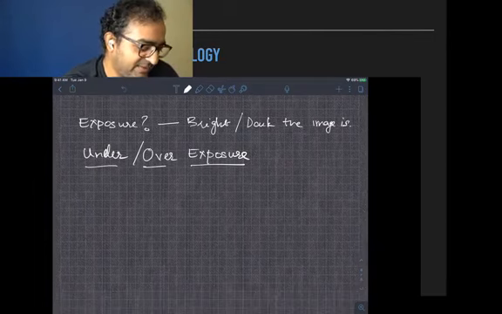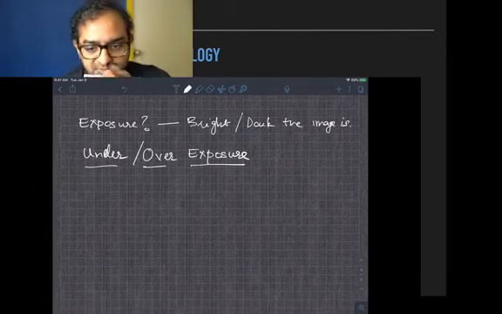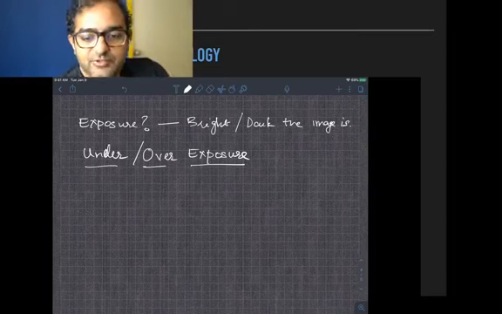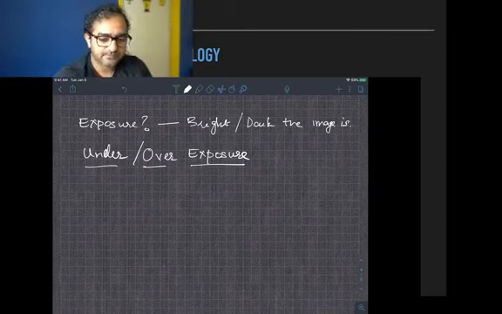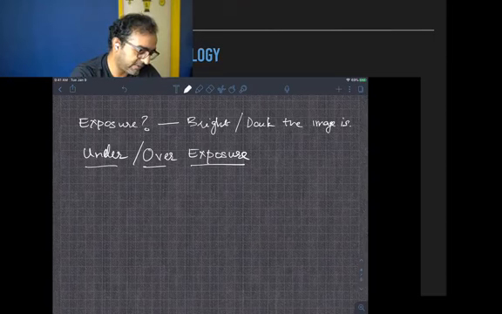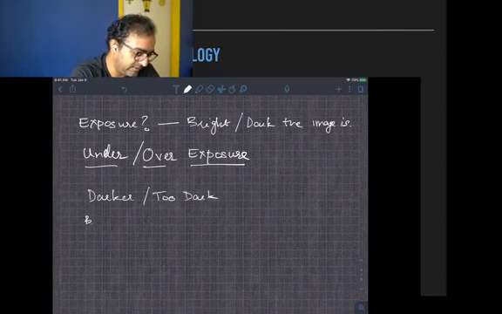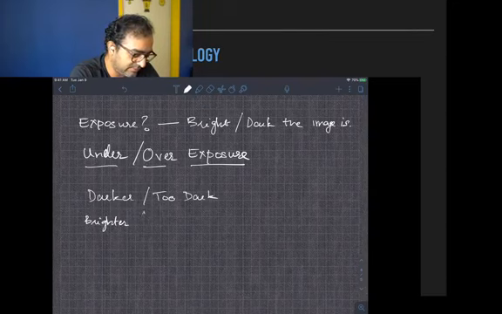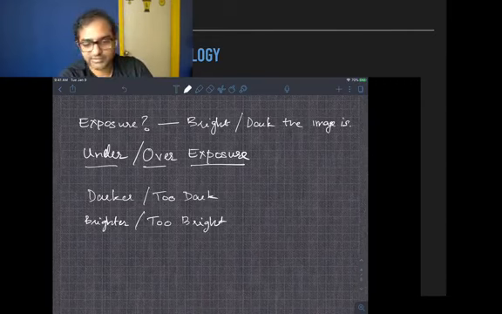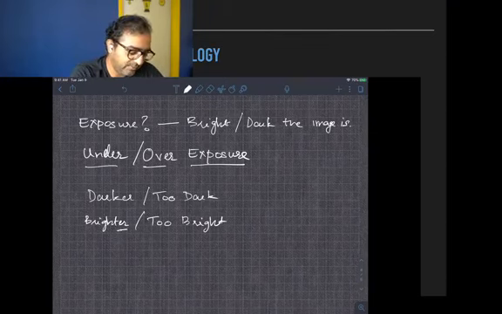When a photographer communicates to you that something is underexposed, what they're actually trying to say is that something is darker than what you expect, or too dark. When someone says something is overexposed, it's brighter, or too bright. Some of you may have noticed something interesting about these terms. I'm always saying brighter and darker, or too dark and too bright.